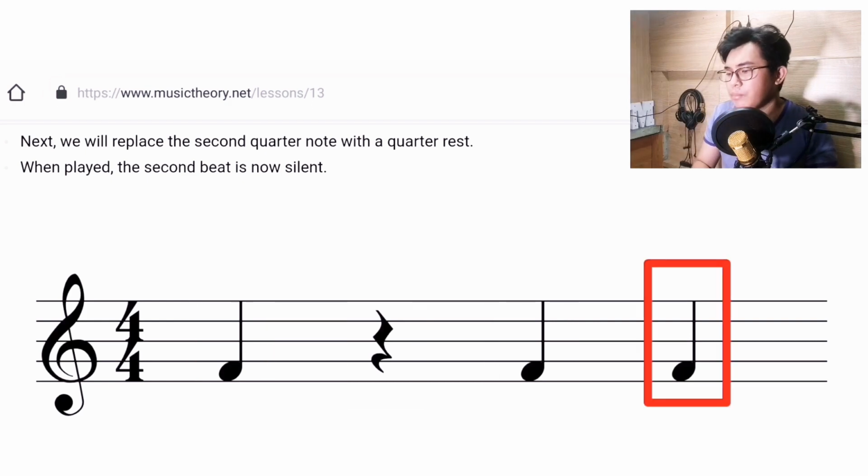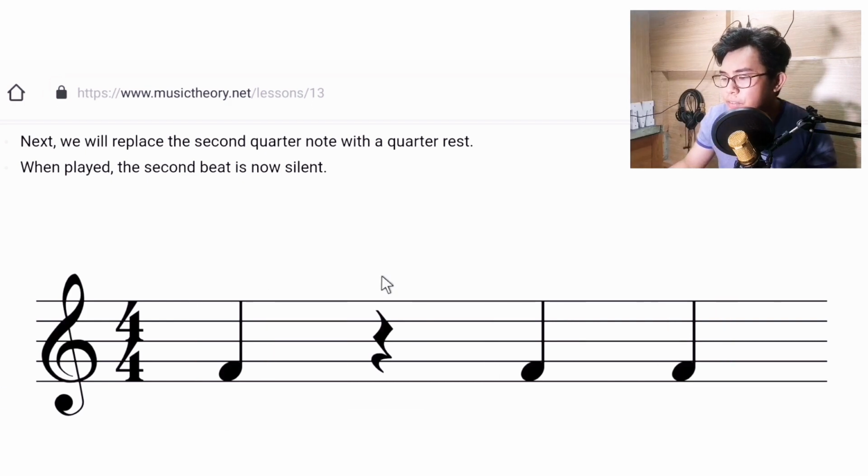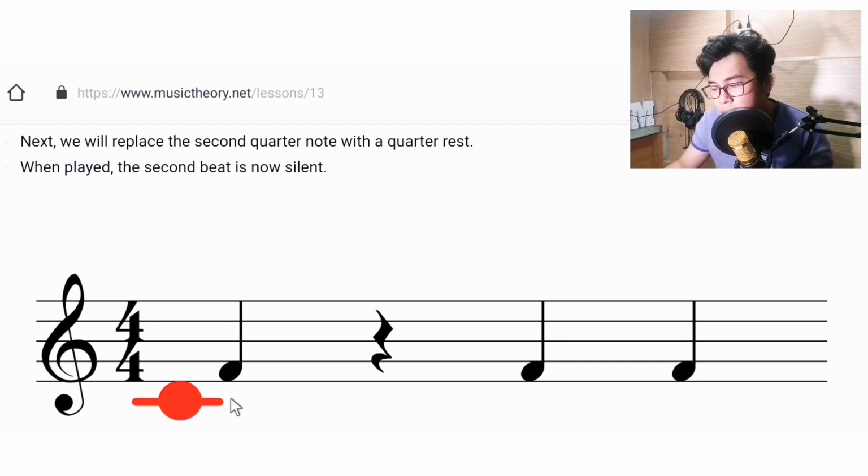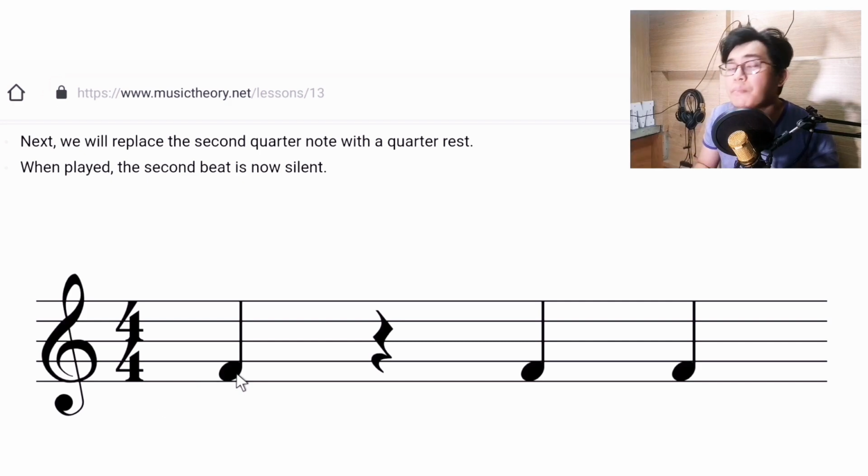3, 4. Okay. So, if you guess na nasa taas ng middle C to, tama kayo guys, itong F na to. Kasi diba tinuro ko nung nakaraan na ang middle C is nasa ledger line sa baba ng G clef. So, C, D, E, F. So, 1, 2 rest, 3, 4. 1, 2 rest, 3, 4. So, ito yung diagram kung paano siya i-play.